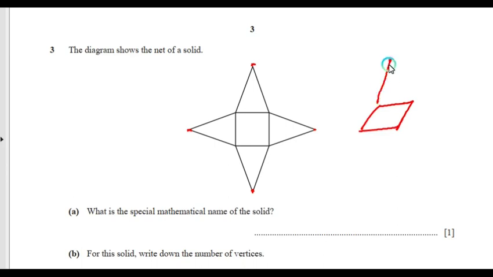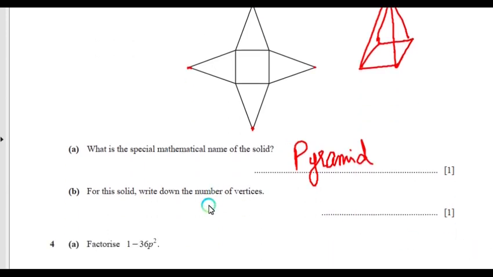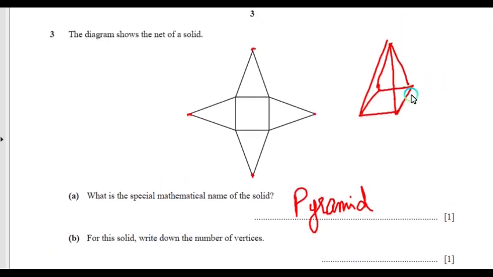Okay, so next one is the diagram shows the net of a solid. What is the special mathematical name of this solid? So if we join these two corners, right? So we have a pyramid, right? It will be just like this. So this is actually the pyramid.